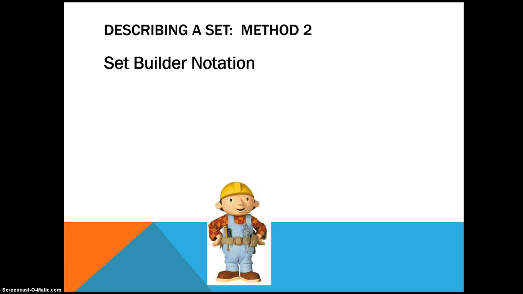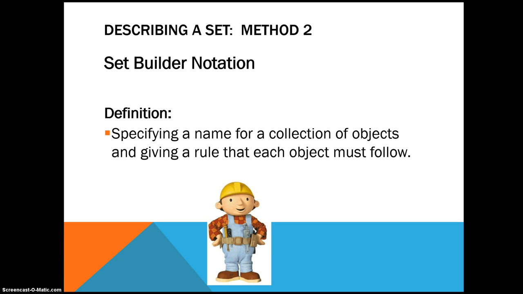And the second method is something called the set builder notation. Now the set builder notation basically is this: specifying a name for a collection of objects and giving a rule for each of the objects that each object must follow. So here, instead of listing out explicitly every element of the set, you would say, okay, here's my set S, and here is the rule for building that set.